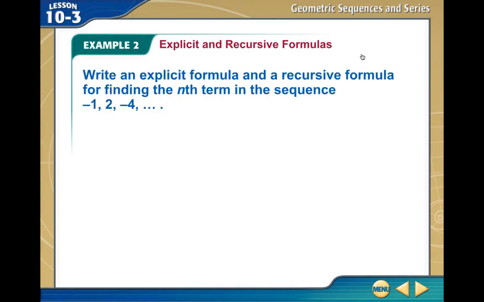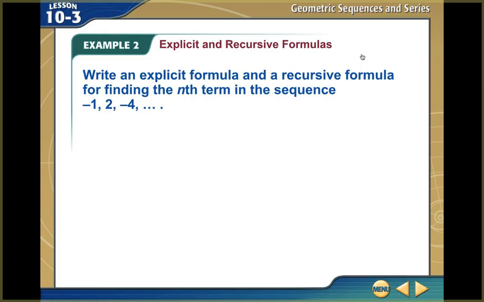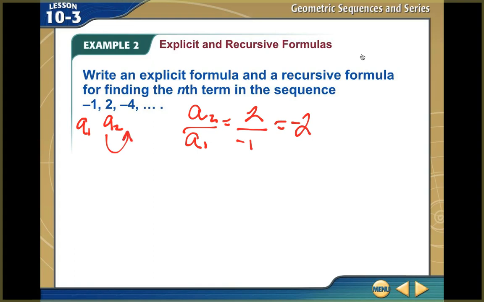All right, so this one is going to ask for an explicit and a recursive formula for finding the nth term of the sequence. So if we are looking at this, we're trying to figure out what are we multiplying these by to get to our next term. So if we were to look at our terms, this is a sub 1 and then this is a sub 2, and I would do a2 over a1, that's going to be 2 divided by negative 1, which is negative 2. So that's my R value, and I can see if I take 2 times negative 2, that's going to generate the next term, which is negative 4.